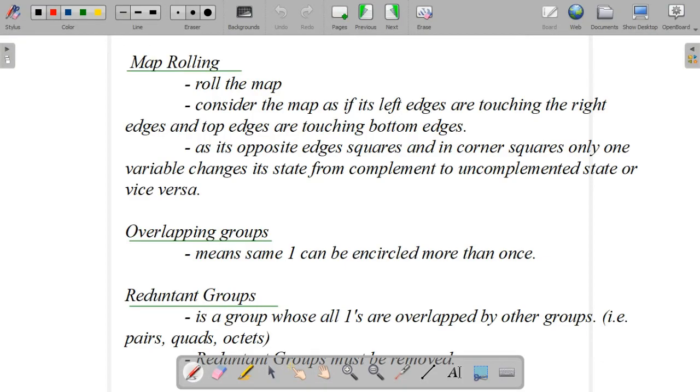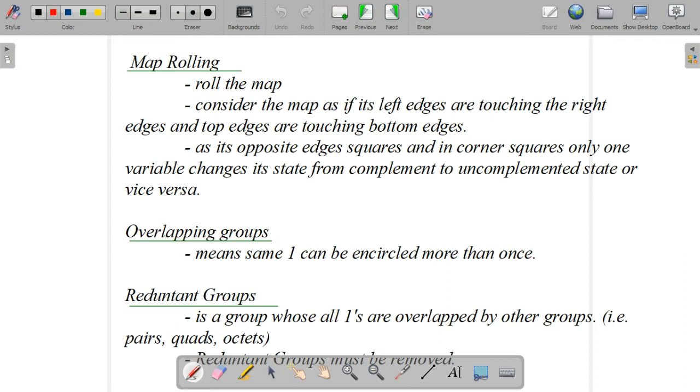Hello everyone. Today we will discuss map rolling, overlapping groups and redundant groups. All of you know, and we have discussed in the previous videos, the reduction rules: how to reduce pair, octet, quad, and what rule we are following. These we all discussed in the previous videos. So the first one is map rolling.